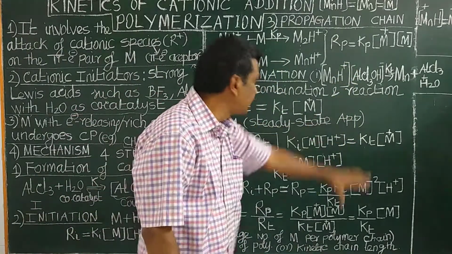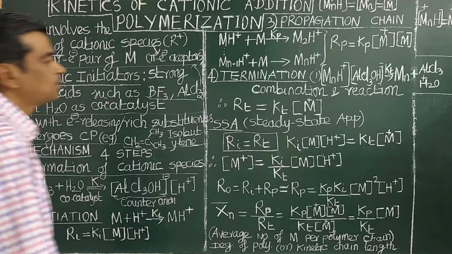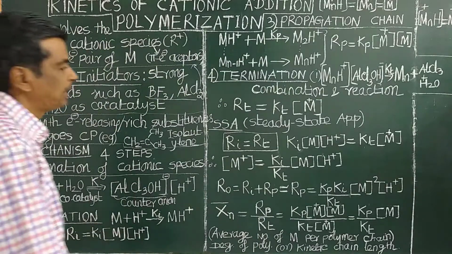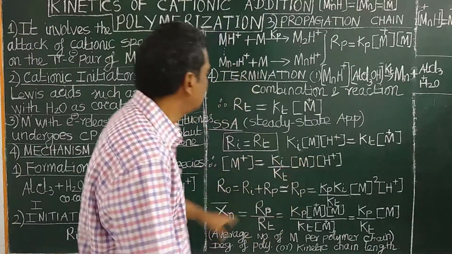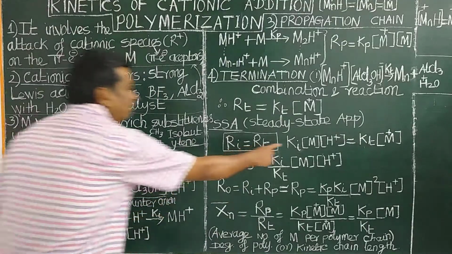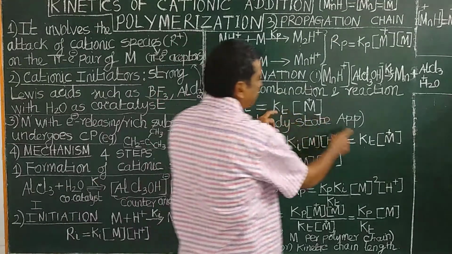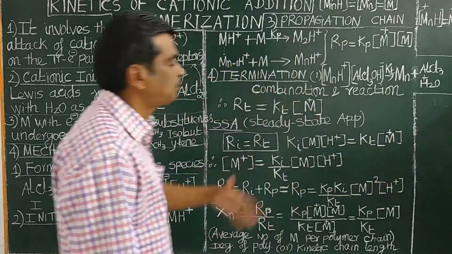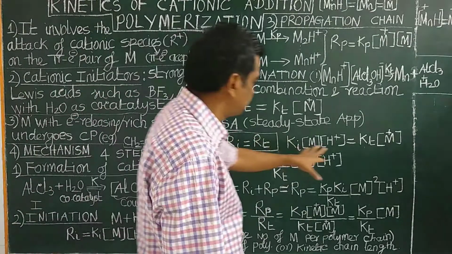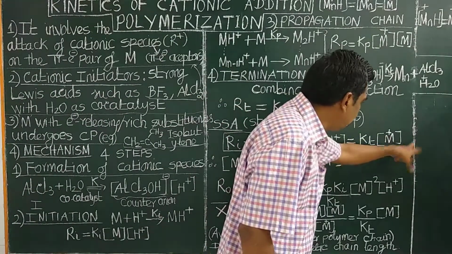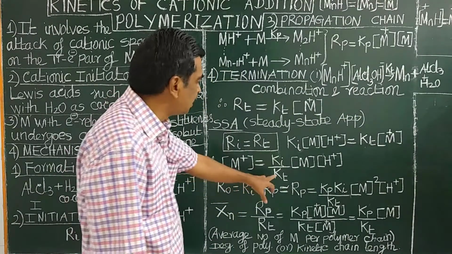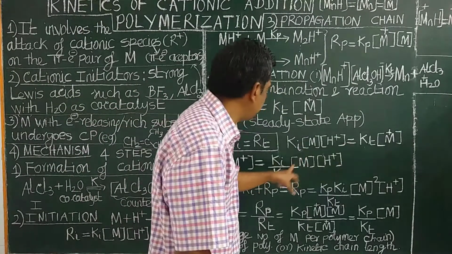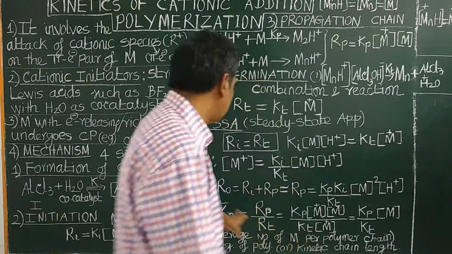Let us apply the steady state approximation. Under steady state approximation, the rate of initiation is equal to the rate of termination of cationic polymerization reaction. Therefore, Ka times M times H plus equals Kt times M plus. From this steady state approximation, the concentration of the unstable intermediate species is obtained. Therefore, the concentration of M plus equals Ka by Kt, times the concentration of M, times the concentration of H plus.